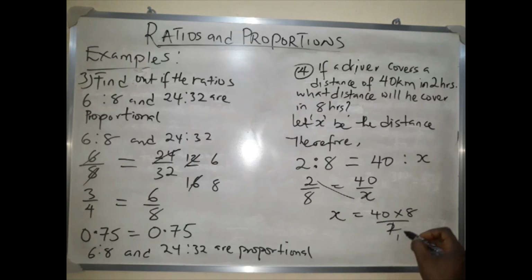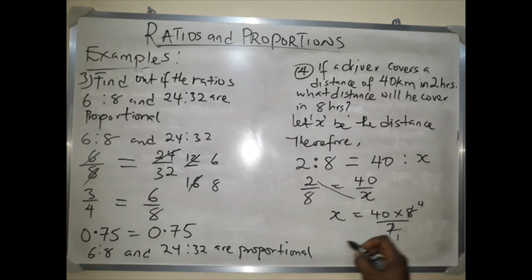I can say 2 divides itself, and 8 divided by 2 is 4. So x will now be equal to what? 40 times 4, which gives me 160 kilometers. So that is the distance that the driver will cover in 8 hours.